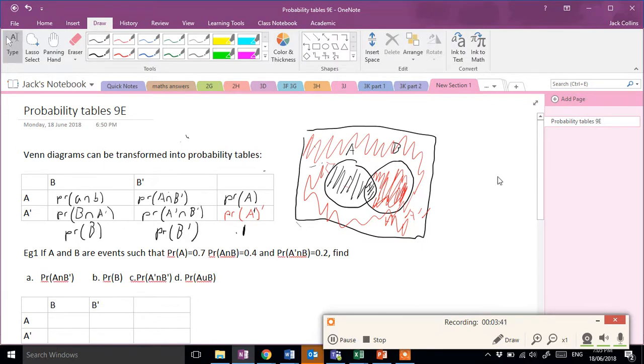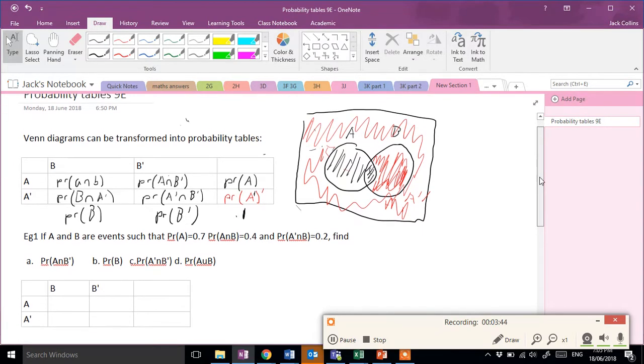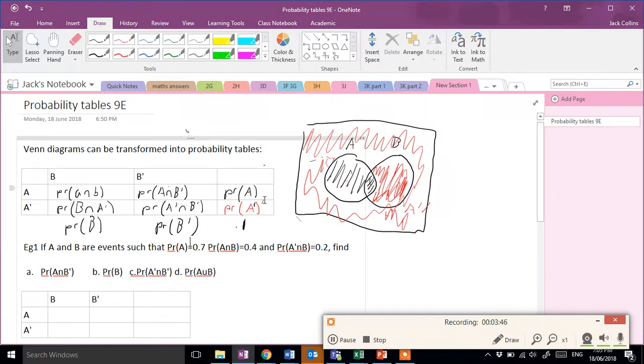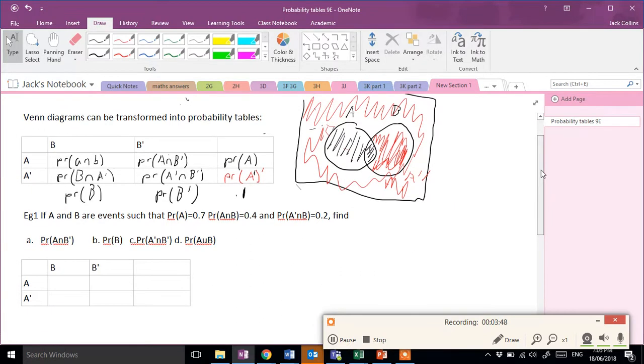Okay? So that's how you set up this table. It's a bit confusing if you look there. Hopefully running through that probability of A helped you out. I'm going to get started on an example here.